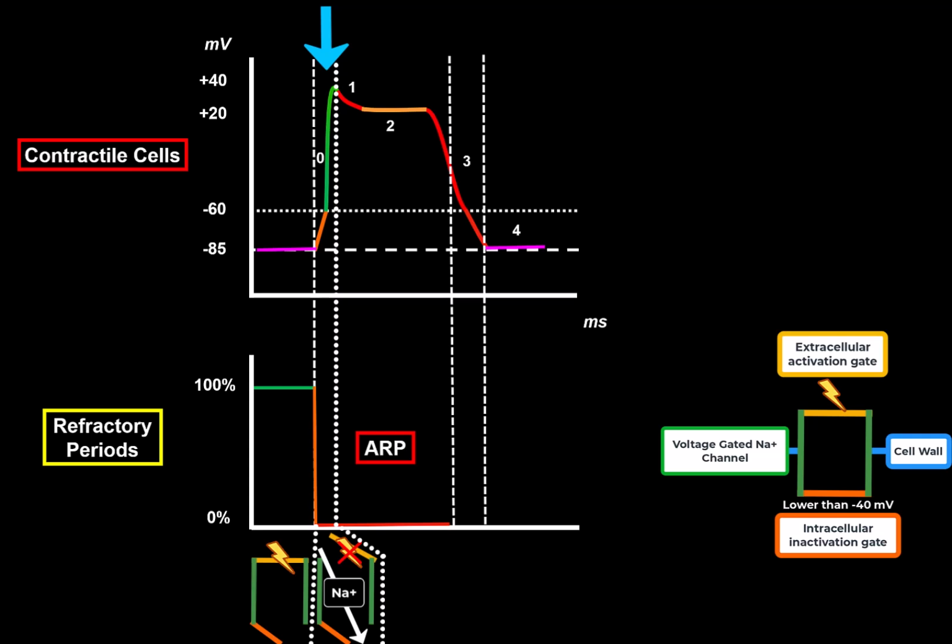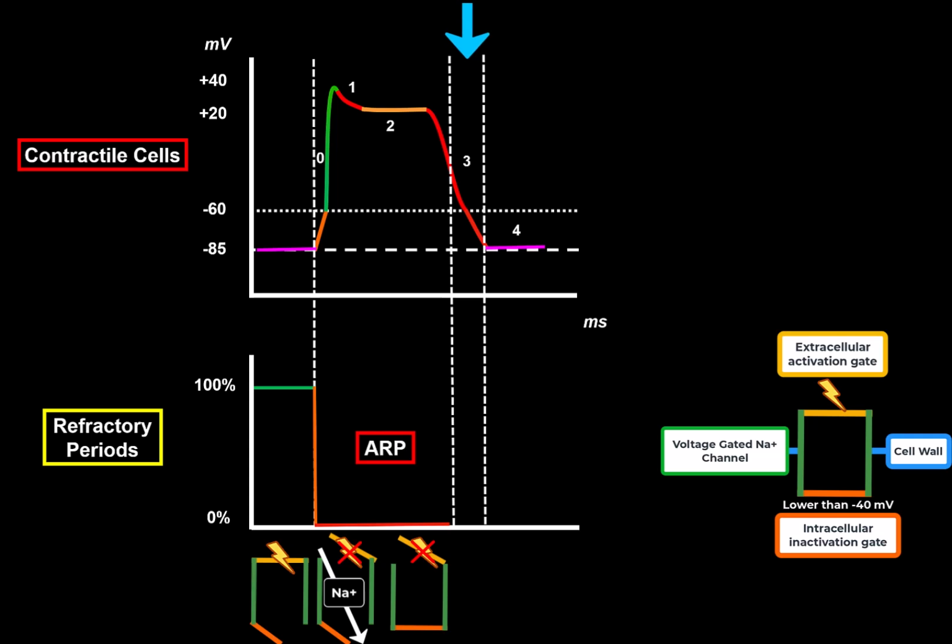Now, once it's at the top, the inactivation gate is closed. It starts closing gradually once you get above -40 millivolts. And since we're now above -40 millivolts, the inactivation gate is closed, and the activation gate is still open. Can we excite this channel at this stage? Absolutely not. The inactivation gate doesn't respond to stimulus. So we're still in the absolute refractory period.